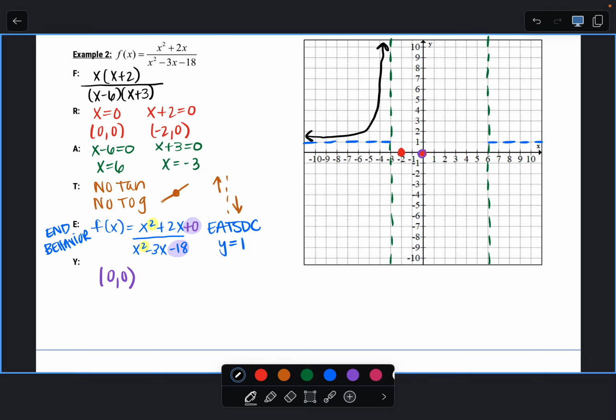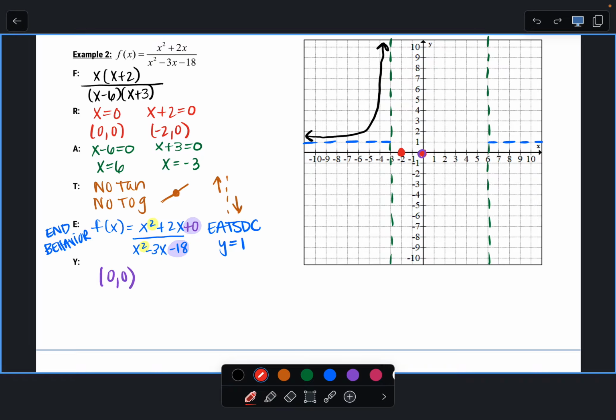Now, again, reasoning as to why for people who are like, well, why? If I were to put it down here and have it go through, I would be crossing the x-axis at a place where I don't have an x-intercept. You have to have an x-intercept to cross the x-axis. If you do not have one, it does not go there. So because I don't, it has to go in the top.